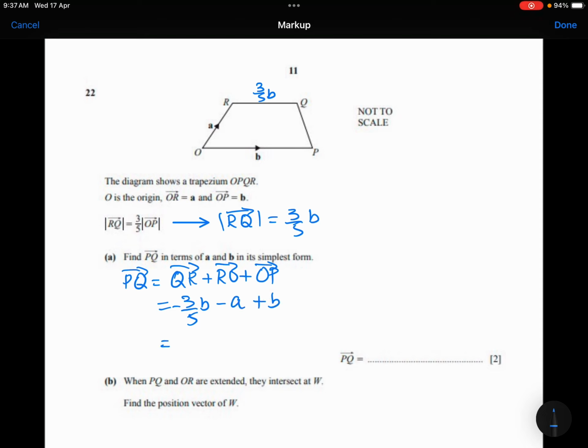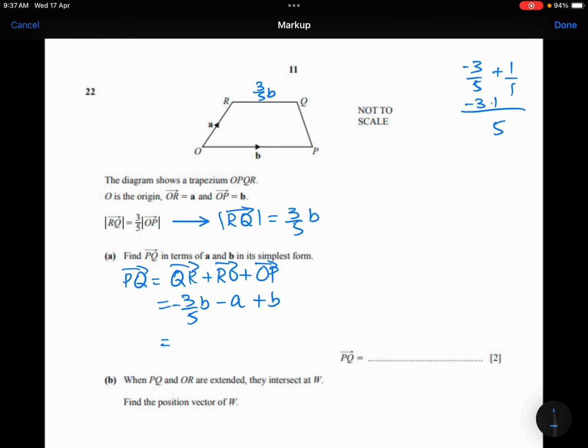And we know that minus 3 by 5 plus 1 has 5 as the denominator, so that would be minus 3 plus 5, so that would be 2 by 5. So that would be 3 by 5 b negative a, that is the final answer. 3 by 5 b negative a.